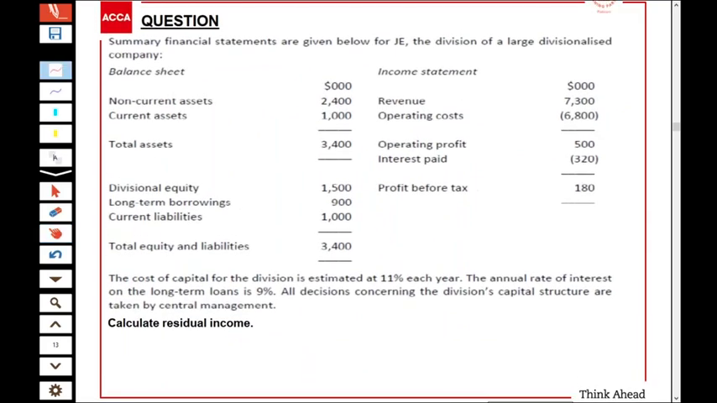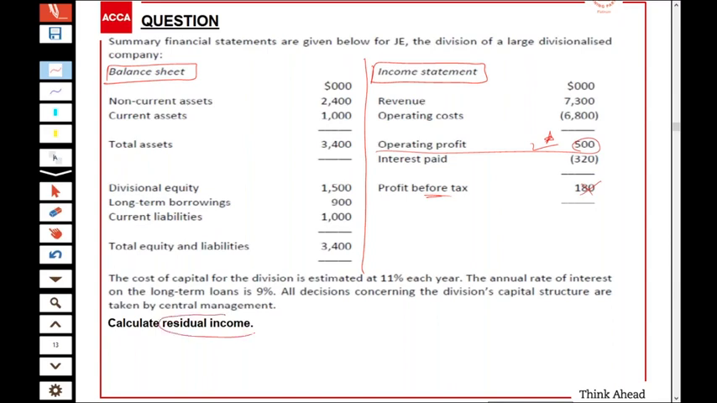Why? Because you have an extract of the balance sheet and an extract of the income statement, and obviously this is profit before tax. No, we will be taking operating profit 500, and the requirement is to calculate the residual income. How will I calculate the residual income? Number one, I need to take profit before interest and tax, and here we go, $500.